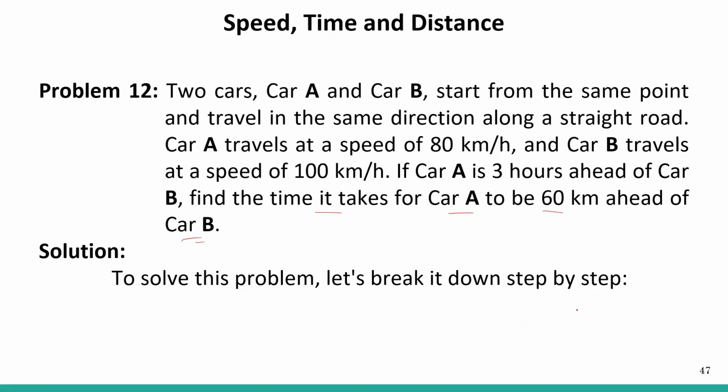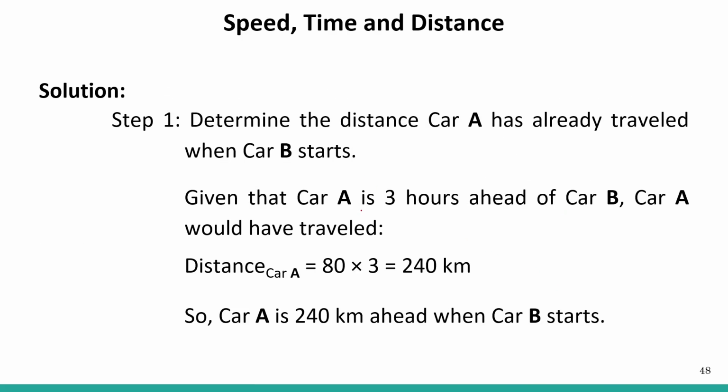So let's see the step-by-step solution. To solve this problem, we break this down into step-by-steps. Okay. So in step 1, what we do is we calculate the distance that car A possesses ahead. So it will be 80 into 3 is equal to 240. So car A is 240 km ahead when car B starts.